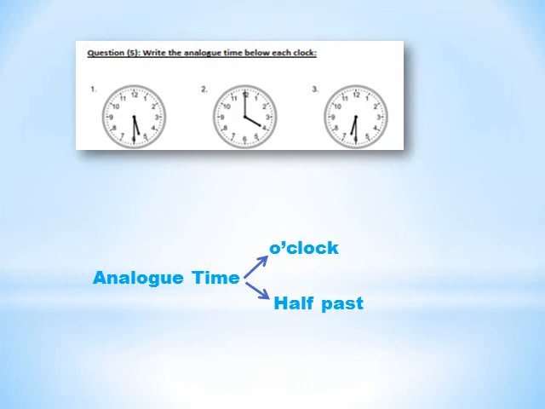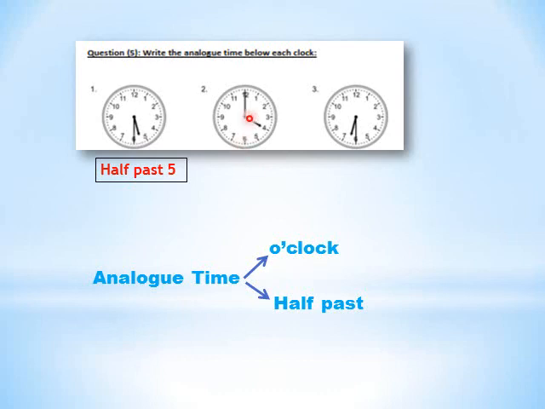So let's read. What is the time here? The long hand, the minute hand, is pointing to 6, so it's half past. Half past what? Here, this hand, the hour hand, is between 5 and 6. So it was 5 o'clock and the minutes hand moved until it reached 6. So it is half, it reached 6. So it's half past 5.